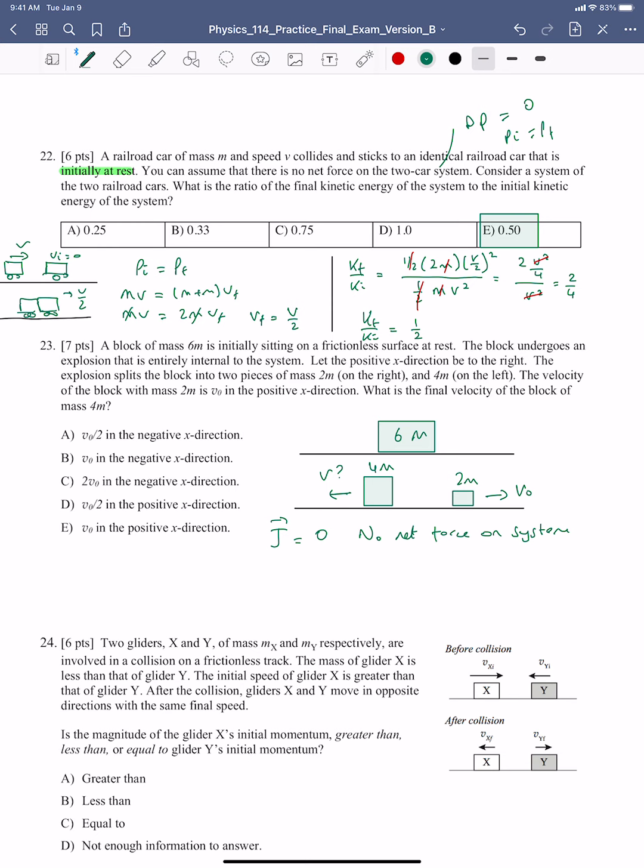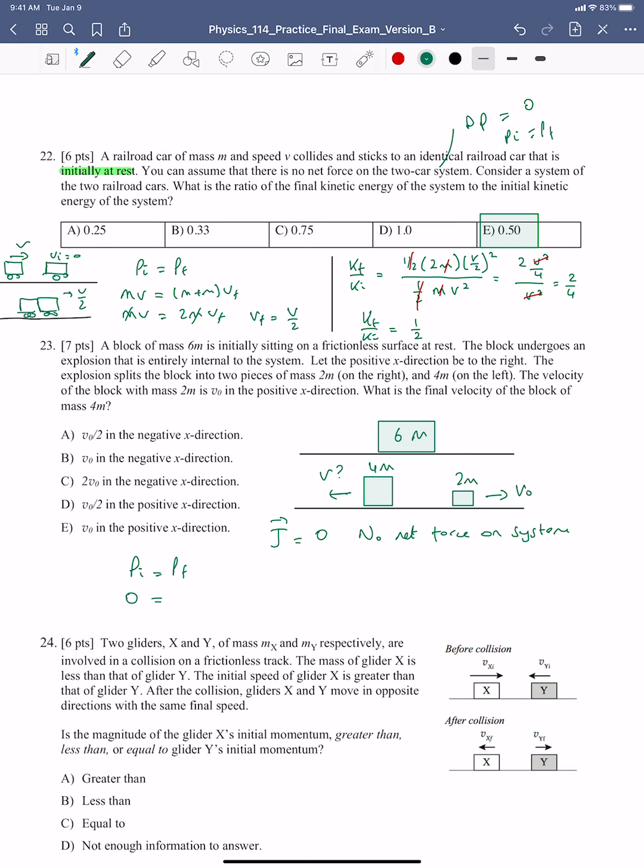There's a conversion of chemical energy stored in the explosives, but there's no impulse actually on the system. So whatever momentum the 2m carries to the right, the 4m block must carry the same momentum to the left. So we're setting pi equal to pf.